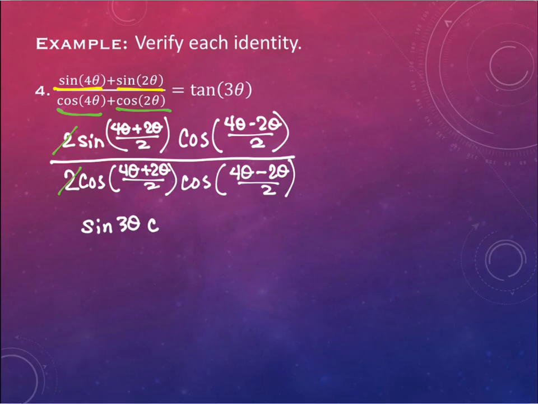Okay, then I have cosine. What's 4 theta minus 2 theta? 2 theta divided by 2? Theta. All right, denominator, cosine. And I actually have the same angles added and subtracted that I just did. I have 4 theta plus 2 theta is 6 theta divided by 2 is 3 theta. And then 4 theta minus 2 theta is 2 theta divided by 2 is theta. Do you see something else that cancels?